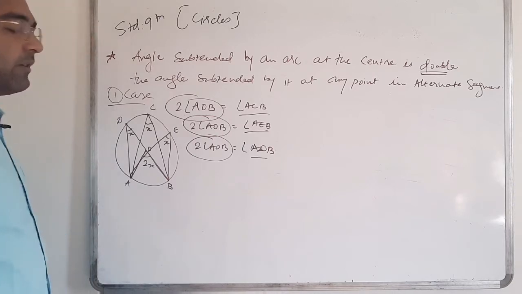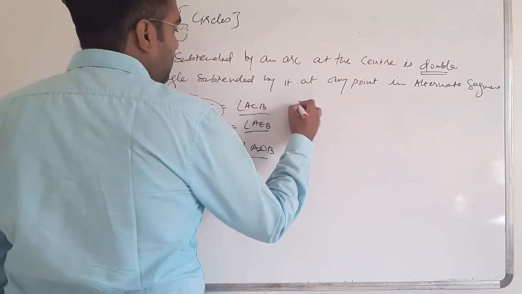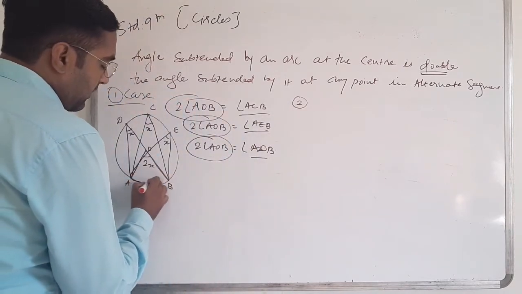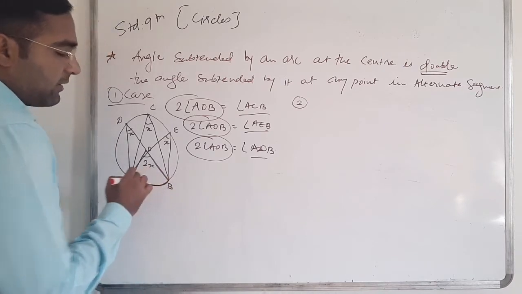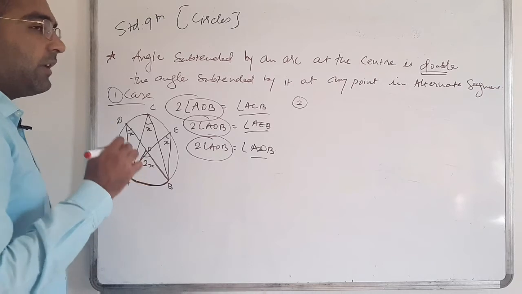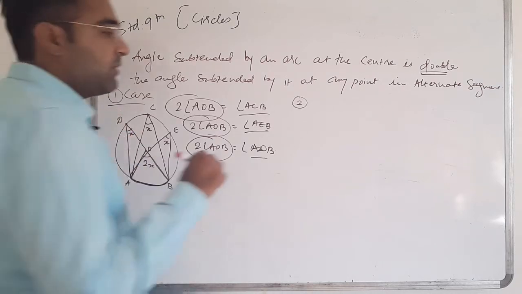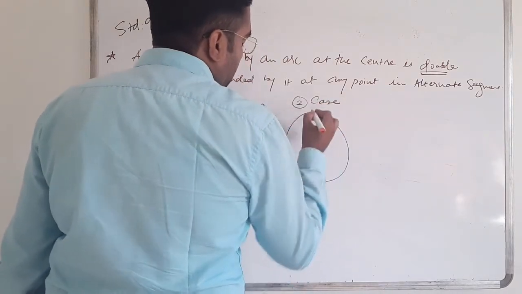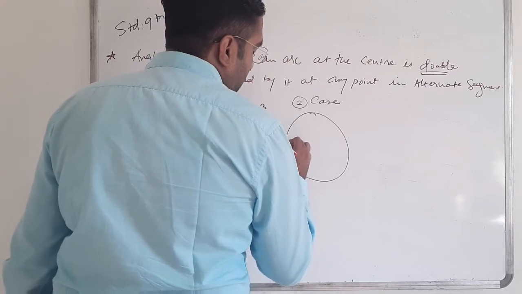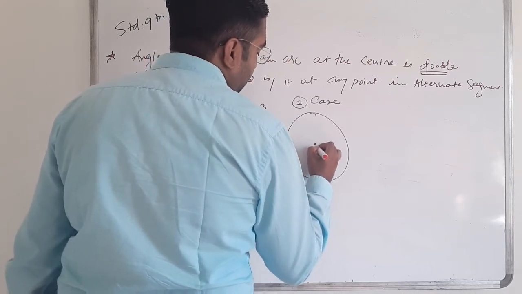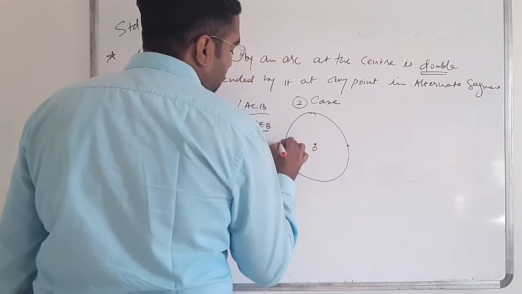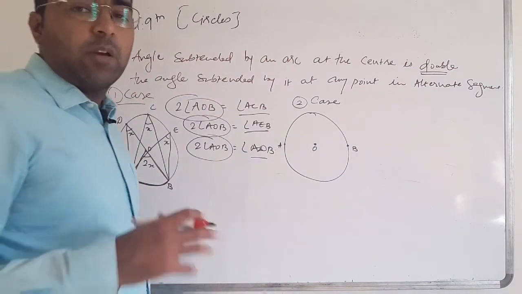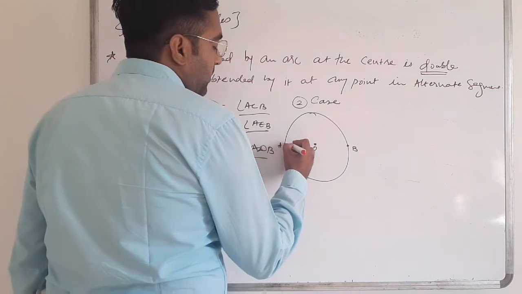Clear that? Now we are moving to the second case. If this arc is a minor arc, and if the arc passes through the center, it divides the circle into two equal halves, and each half we know is a semicircle of the circle.